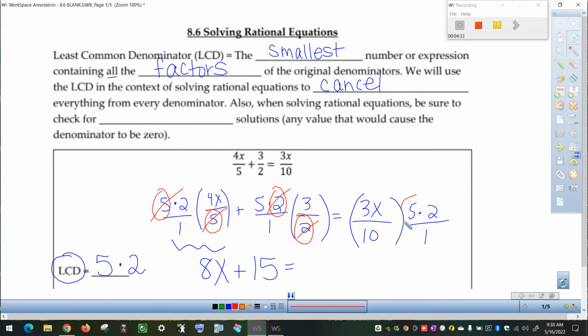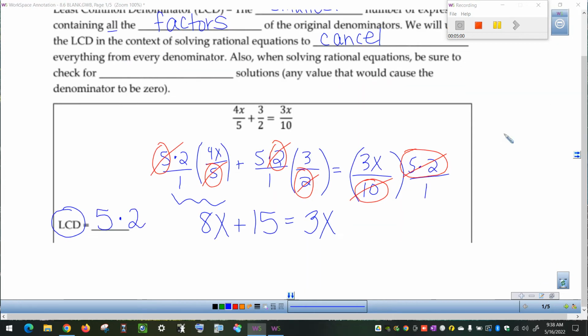And then on the other side, because 5 times 2 is really just the same thing as 10, that whole 10 cancels out with the 5 and the 2. And the only thing we're left with is just the original numerator part, just 3x. So notice that now we have turned this problem into a much simpler equation than the one that we started with. We got rid of all of those denominators. It's not as crazy with all of the fractions.